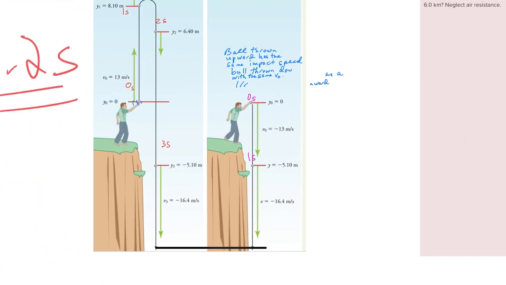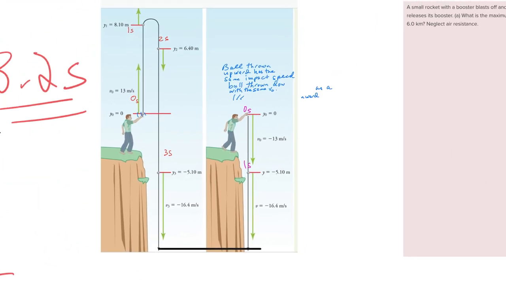What I'm trying to show you here is that if you throw it up and it's symmetrical, here's the ball off his hand, it's going 13 meters a second. Right here, it'd be going -13 meters a second, the same speed, but downwards.